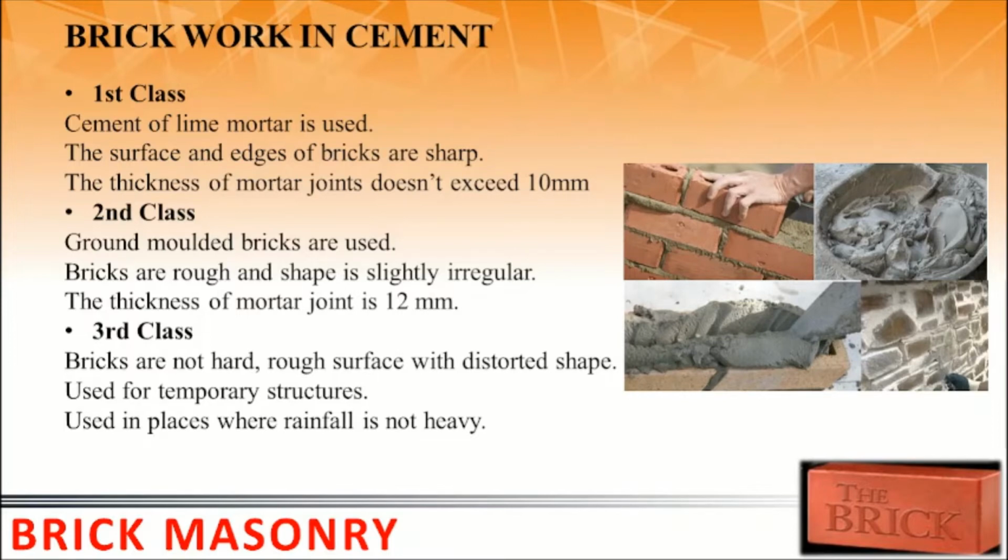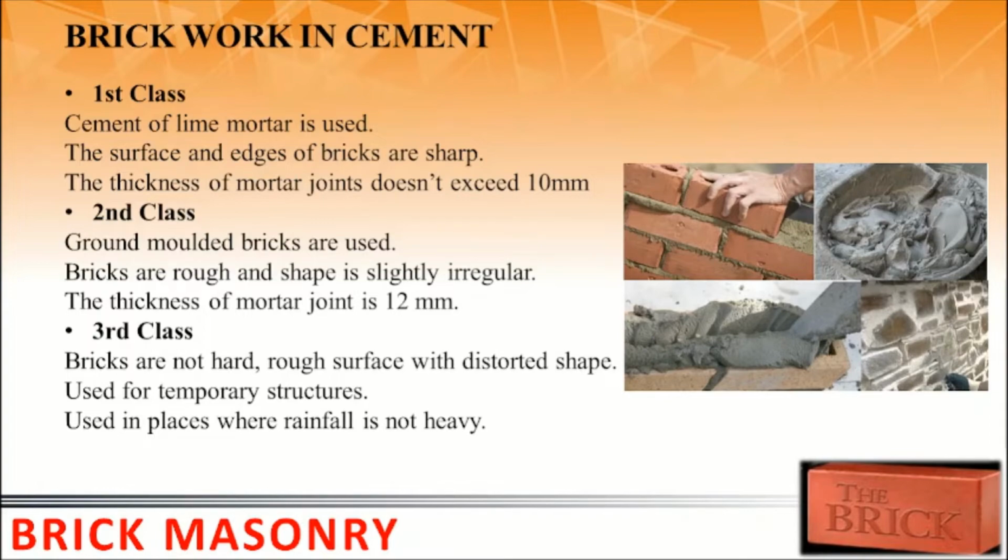In the second class, the ground molded bricks are used. Bricks are rough and shape is slightly irregular. The thickness of mortar joint is 12 mm. And in the third class, bricks are not hard, with rough surface and distorted shape. Used for temporary structures only. They are used in places where rainfall is not heavy.